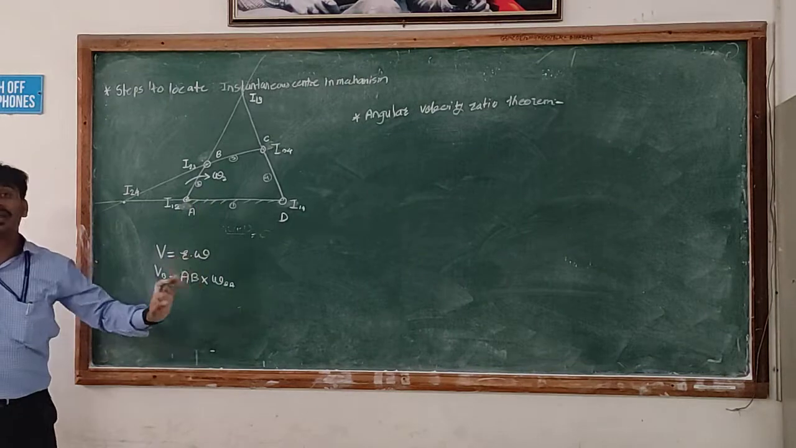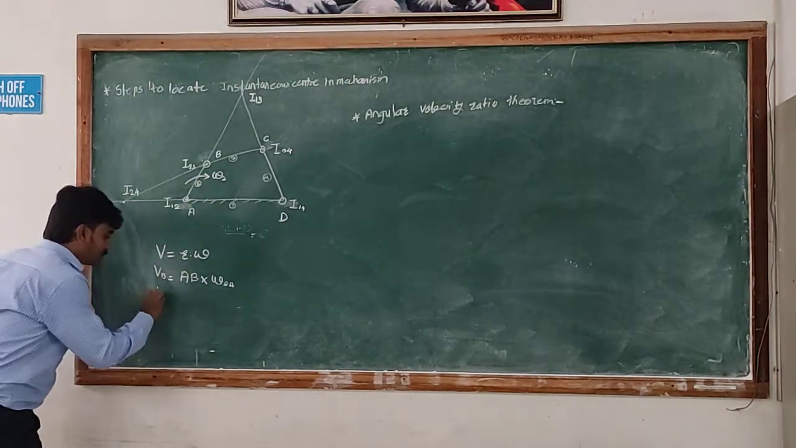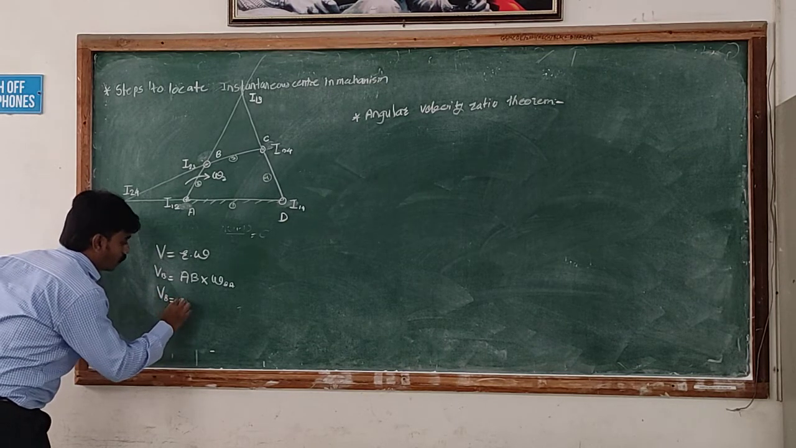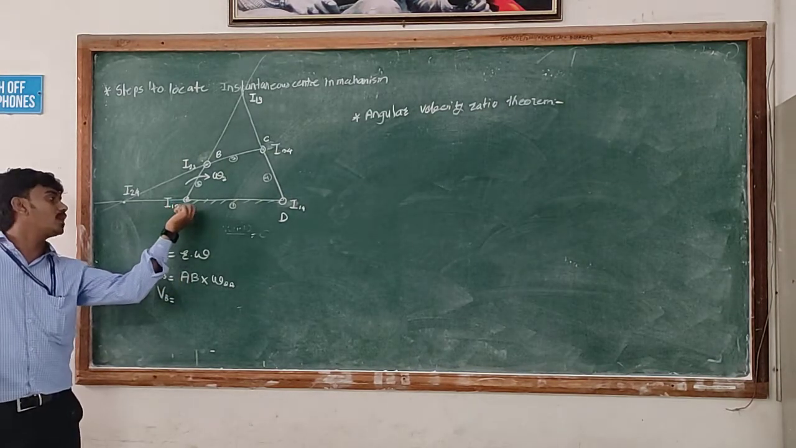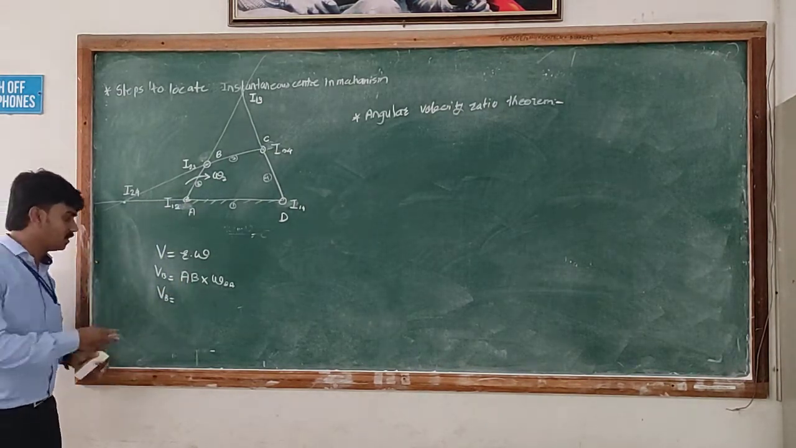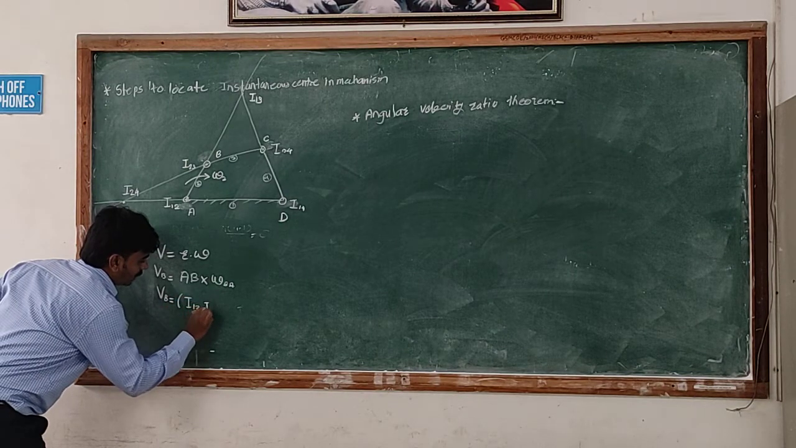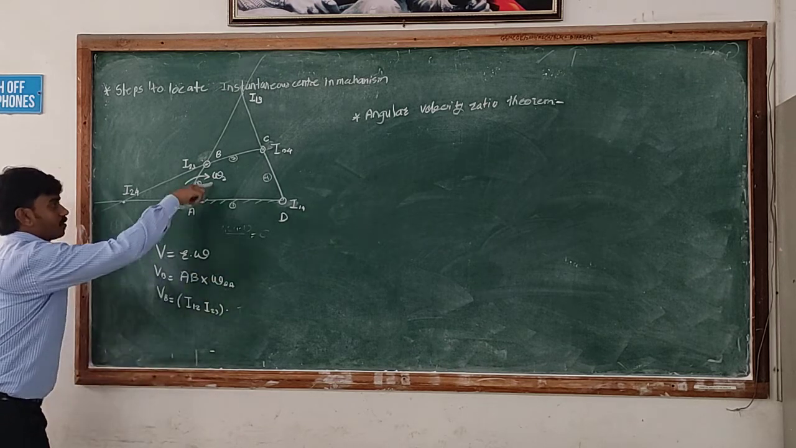Omega 2 is the angular velocity of the link AB. So this formula becomes VB is equal to AB. AB means the distance between ICR 1,2 and ICR 2,3, into omega 2.